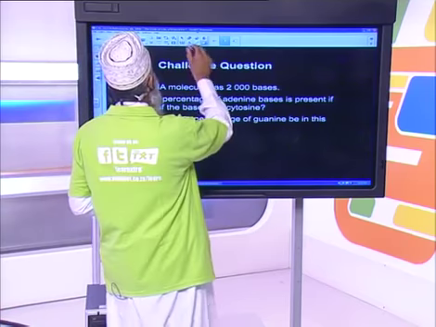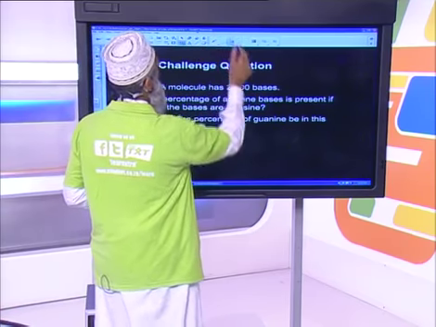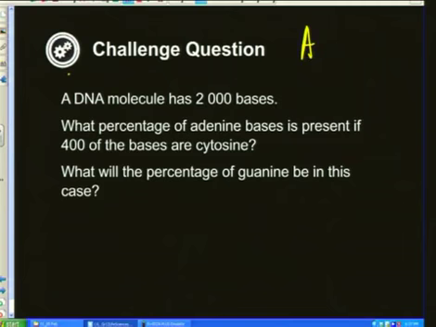So again, our basis of this question is based on the fact that the number of A is equal to the number of T and the number of C is equal to the number of G, because of base pairing. Let's write that so you won't forget it. Base pairing.